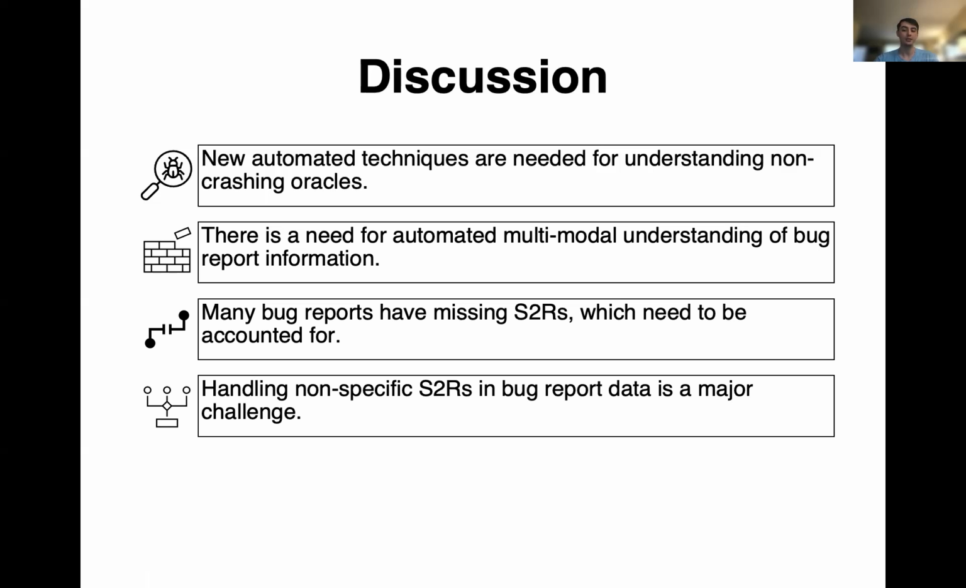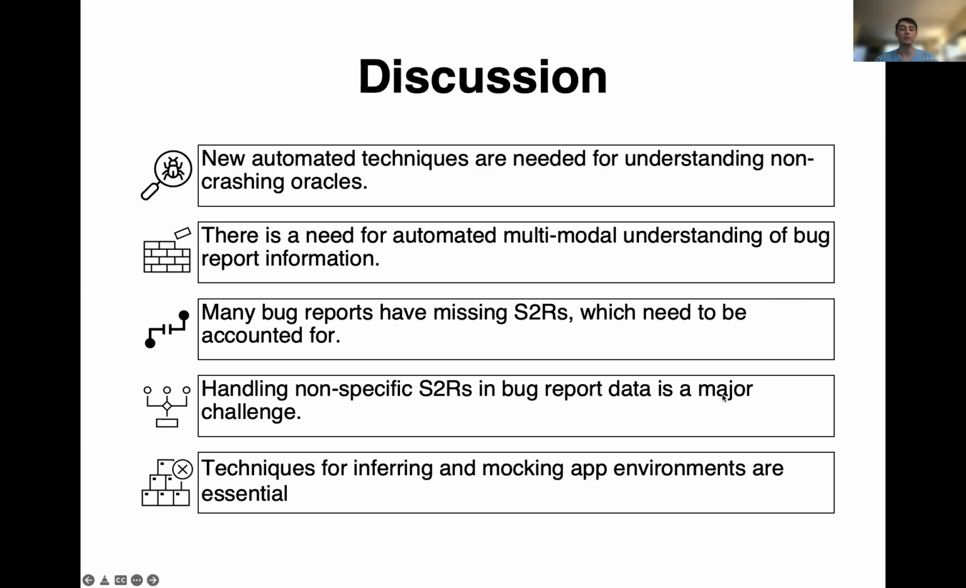Finally, in addition to the missing steps to reproduce, our study found that information about the required reproduction environment is also often missing from these bug reports, which means that techniques for inferring and mocking these apps' environments are going to be essential if we want to have robust automated reproduction tools.